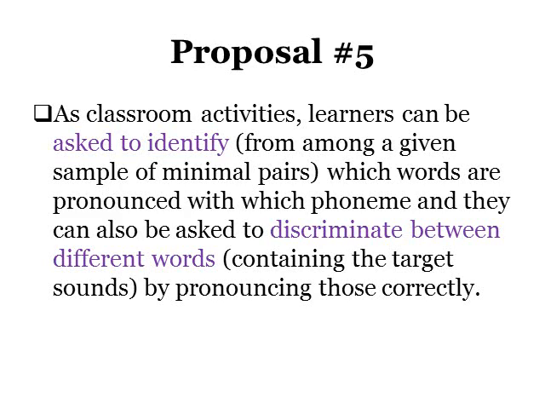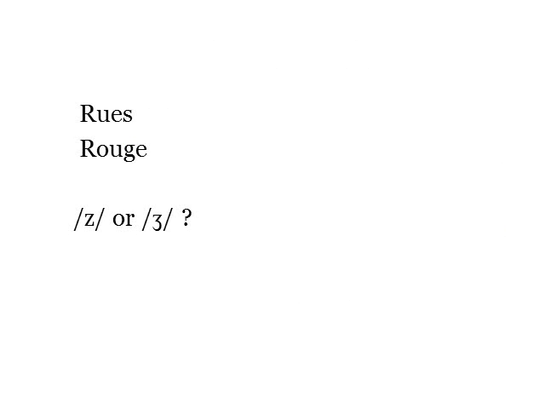As classroom activities, students can be presented with a sample of minimal pairs, and they can be asked to identify which words are pronounced with which phoneme, and they can also be asked to discriminate between different words by pronouncing those correctly. For example, the students can be presented with the minimal pair ruse and rouge, and they can be asked which word is pronounced with a za and which word is pronounced with the phoneme ja.